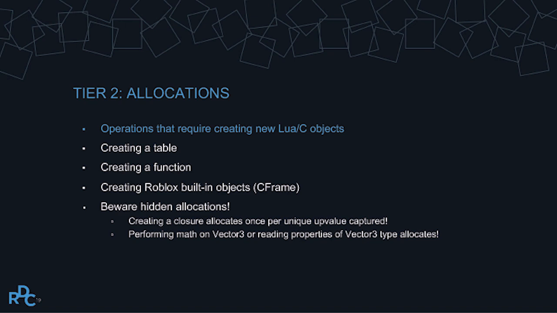Allocation is when you have to create an object, and then Lua has to manage the lifetime of this object. So there are the obvious things like you create a table, right, and there is garbage collection, and it has to keep track of all this. You can create a function, and it's also an allocation.